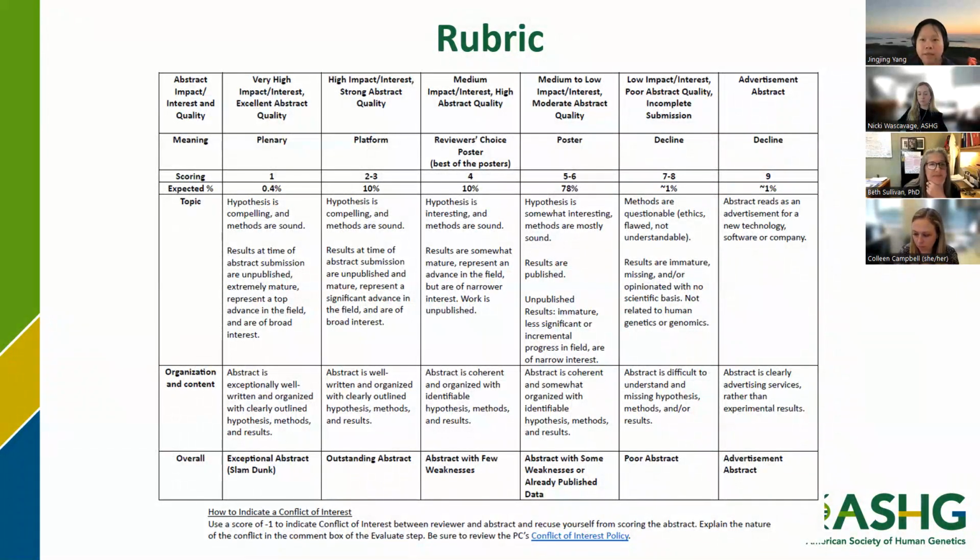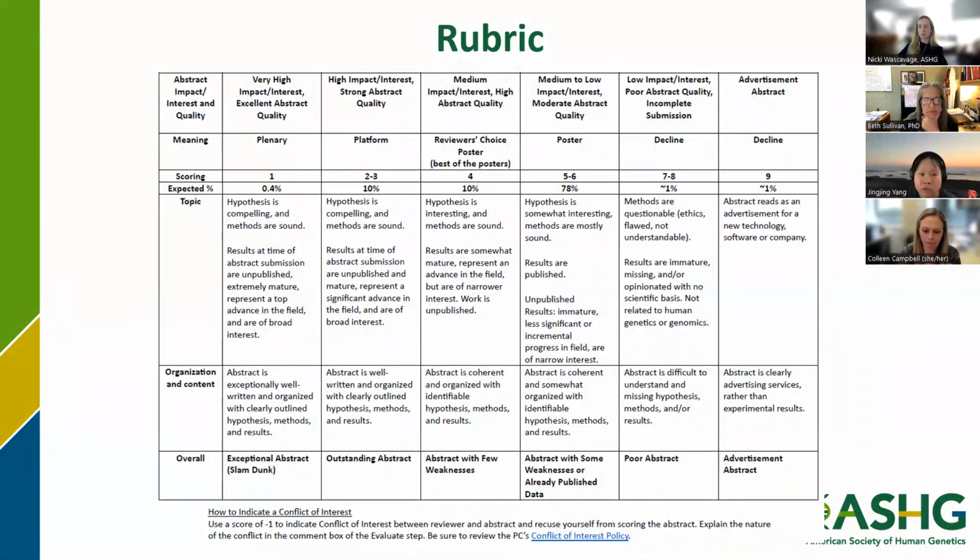Jing. Yeah, so you mentioned, what about the published results? When I read the rubric, it's all mentioned like unpublished results for all the scores. If we see the published results in the abstract, what kind of score should we give?